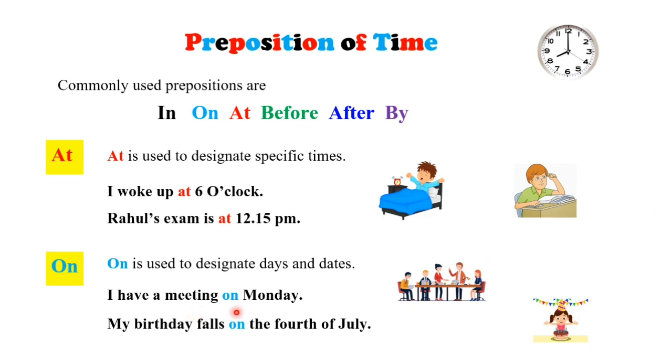My birthday falls on the 4th of July. Here Monday is a particular day, and the 4th of July is also a particular day, but not a particular time. It is not a time. The 4th of July means we can celebrate the whole day. And for the meeting on Monday, it can be at any time. No time is mentioned, only Monday is told. That is why we are using on with Monday and on the 4th of July.